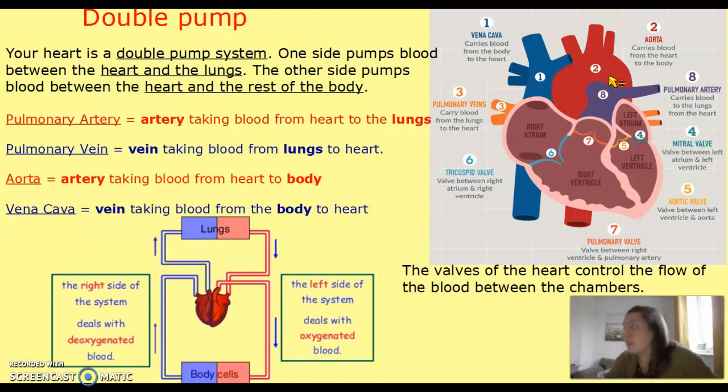So the arteries are still the ones that take away from the heart. The veins are still the ones that take the blood into the heart, but we're just getting more specific with the names of them, okay? And it is quite complicated. So you might have to watch this back again as you get your head around it, but just do what you can. Obviously, next week we'll be all back in school together and we're going to recap the stuff that we've done. So don't panic, okay?